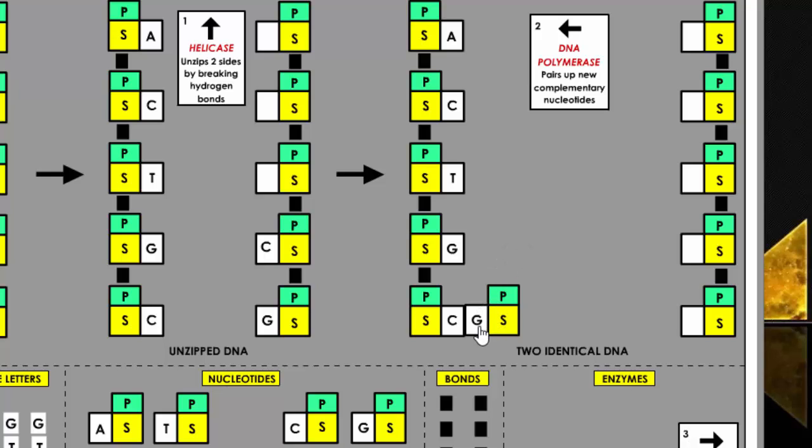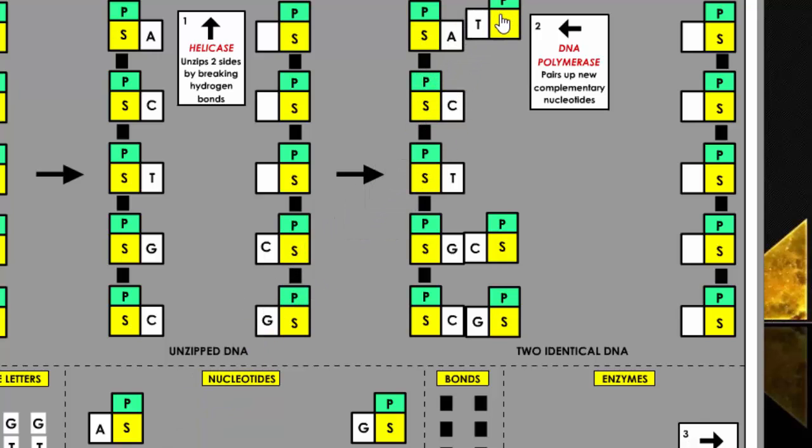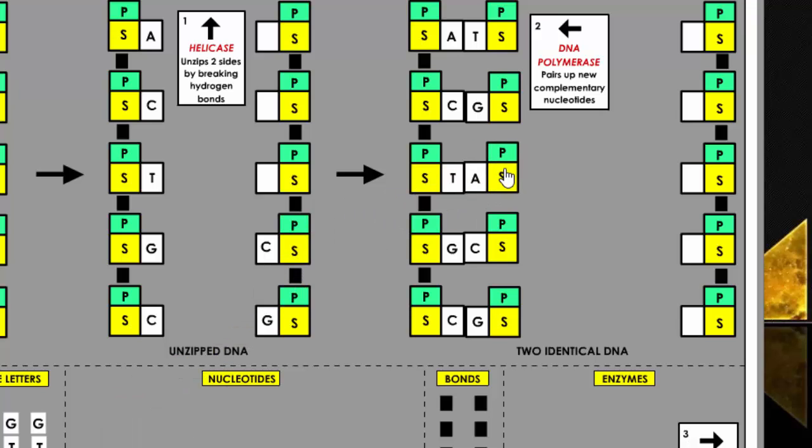Oh, come on, get off there. Okay. There we go. Guanine, we're going to put a cytosine there. Whoops, I skipped ahead a little bit. Thymine's going to go there. Another guanine is going to go there. And an adenine is going to come over here.